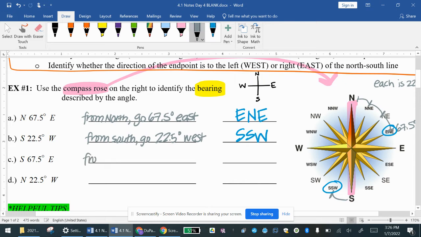This next one, from the south, you're going to go 67.5 degrees east. So from the south, now we're going to go east. That's to the right. You're going to go 67.5. So first little spike or tick mark or arm is 22.5, plus another 22.5 is 45, plus another 22.5 lands you at east, southeast.